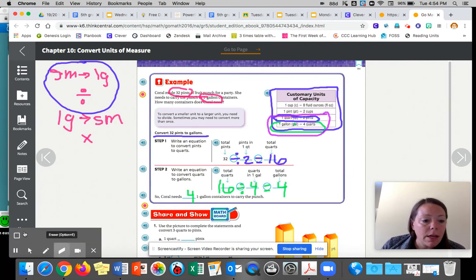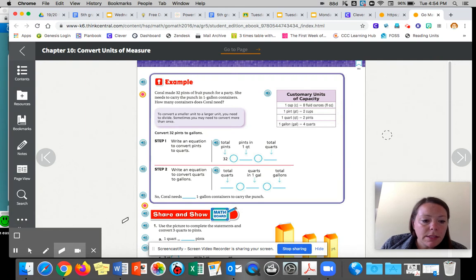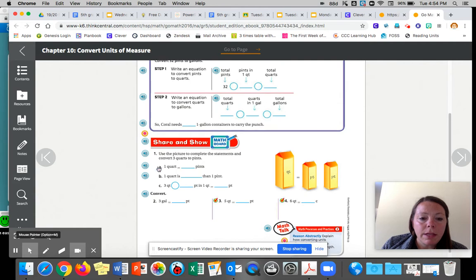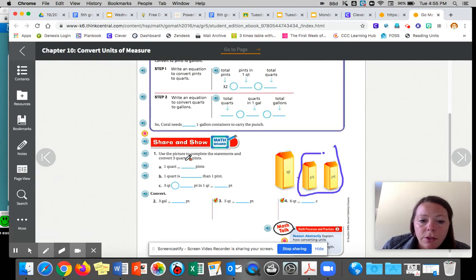All right, let's go ahead and let's clear that screen. And let's take a look at another problem. All right, let's take a look at number 1, share and show. Use the picture to complete the statements and convert 3 quarts to pints. So we know that 1 quart is equal to, looking at the picture, how many pints? 2 pints. So 1 quart is greater than 1 pint. So if 1 quart is 2 pints, but we want to find how many 3 quarts are, we need to multiply.